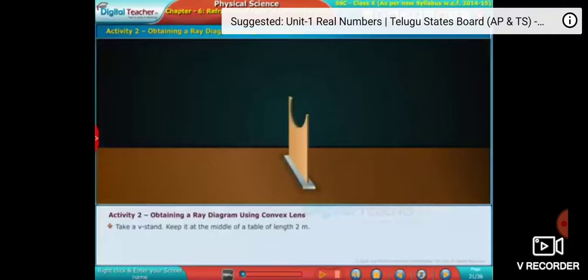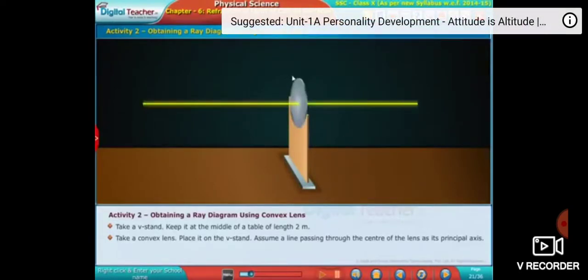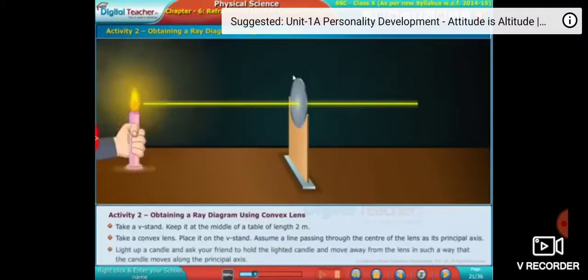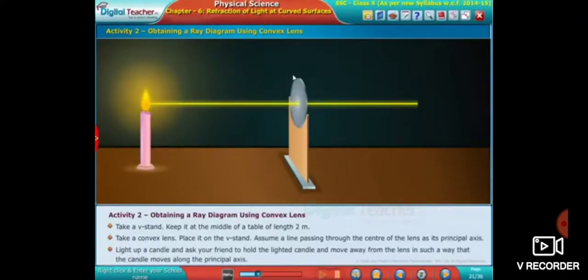Take a V-stand. Keep it at the middle of a table of length 2 meters. Take a convex lens. Place it on the V-stand. Assume a line passing through the center of the lens as its principal axis. Light up a candle and ask your friend to hold the lighted candle and move away from the lens in such a way that the candle moves along the principal axis.